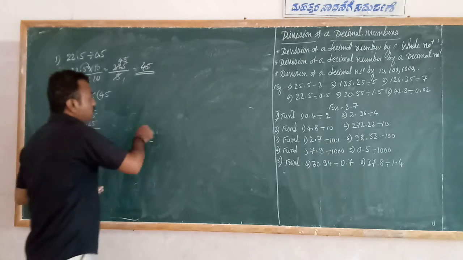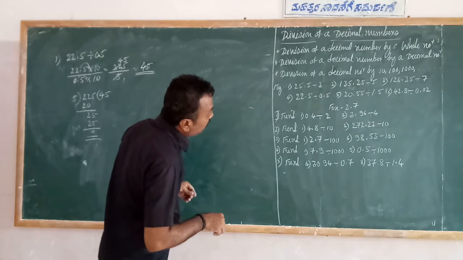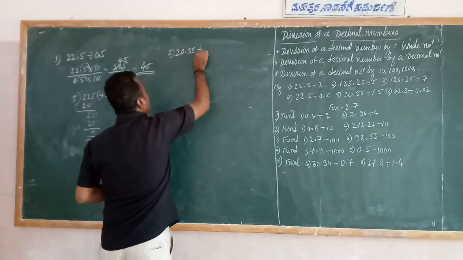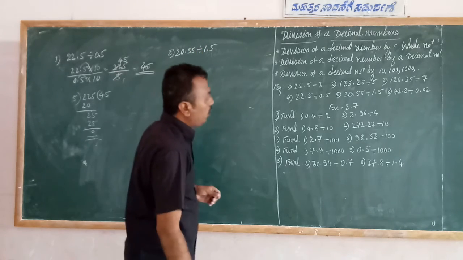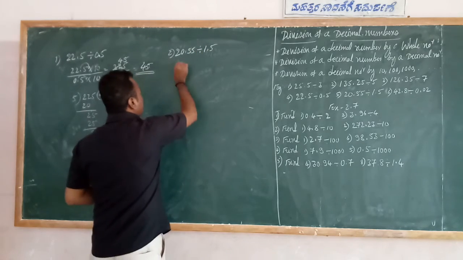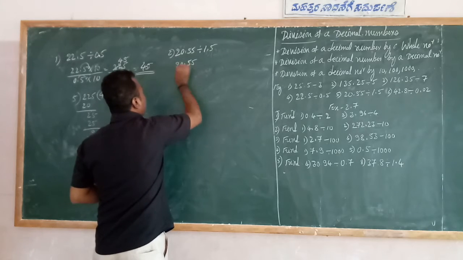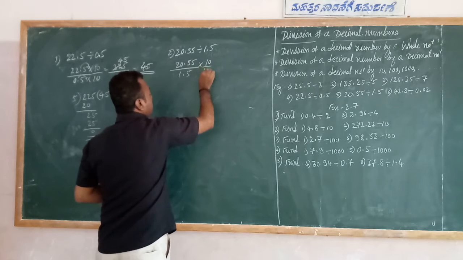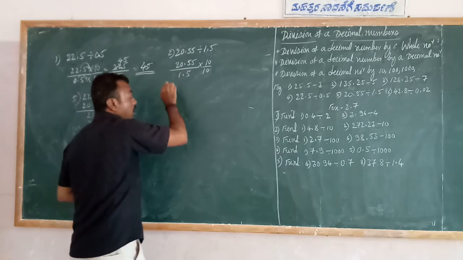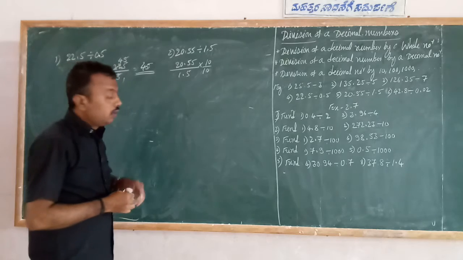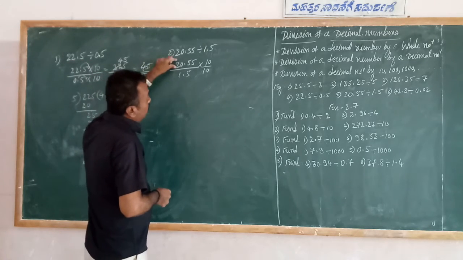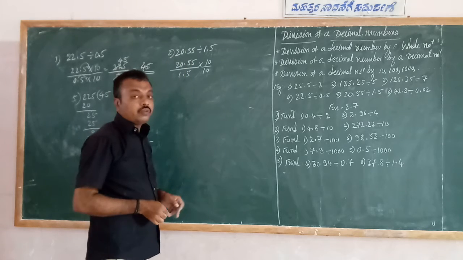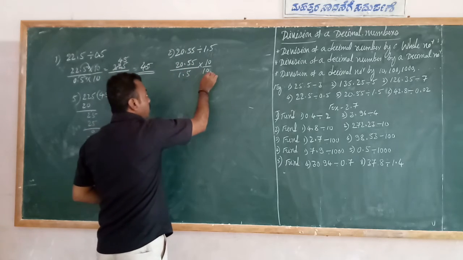Okay, next students, one more example we'll take now. 20.55 divided by 1.5. So now students, 20.55 divided by 1.5 can be written in the form of p by q. Now we have to multiply by 10 by 10 because of the point after how many digits in the denominator only you have to consider this. You need not consider the numerator. The numerator may or may not convert to a whole number, no problem. But the denominator must be converted to the whole number. That's why we multiply by 10.